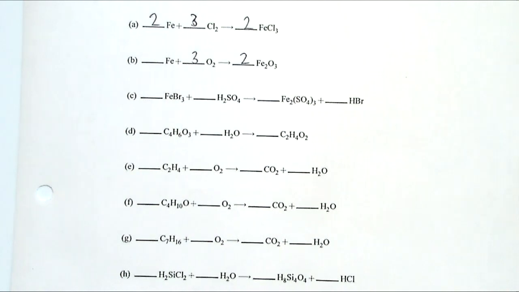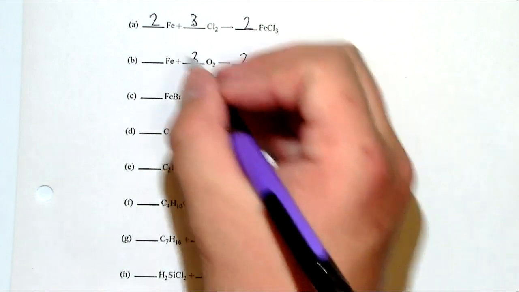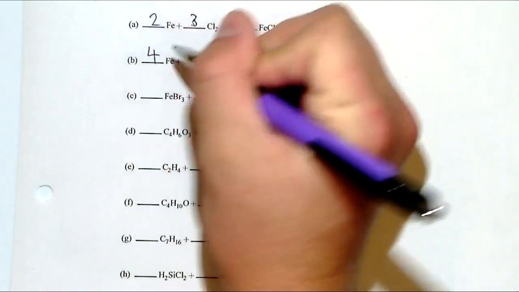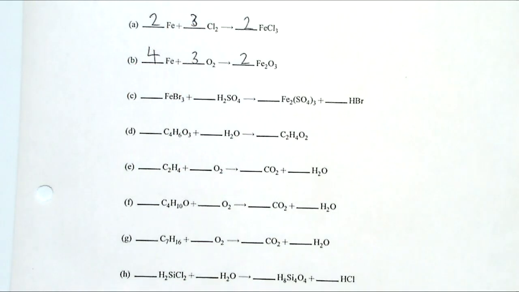So then we just gotta have the same amount of iron, which is pretty easy. You do 2 times 2 is 4. And there's no subscripts, so we just go 4. That way we have 4 iron to interact with our other 4 iron.